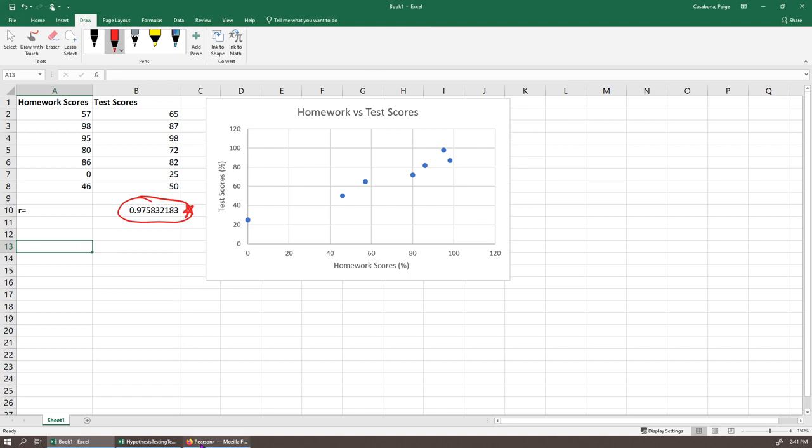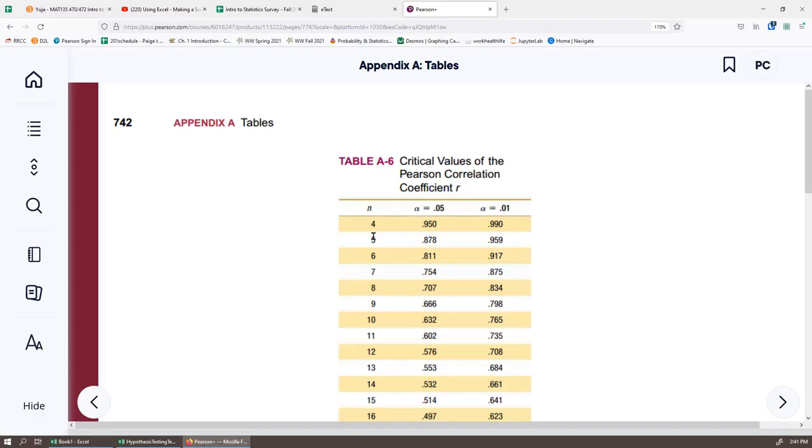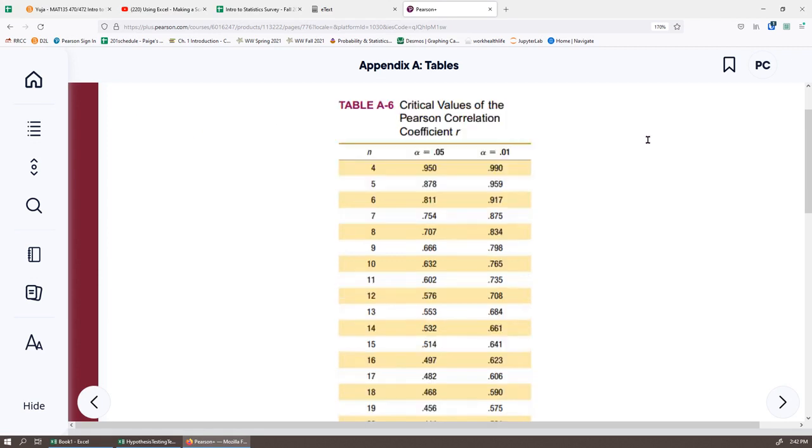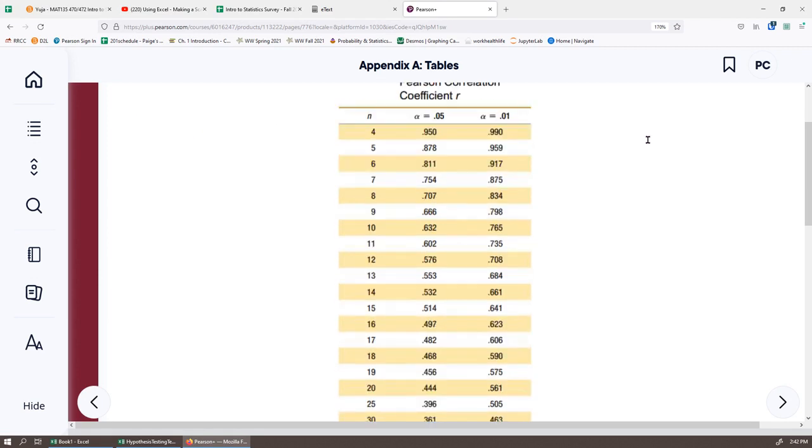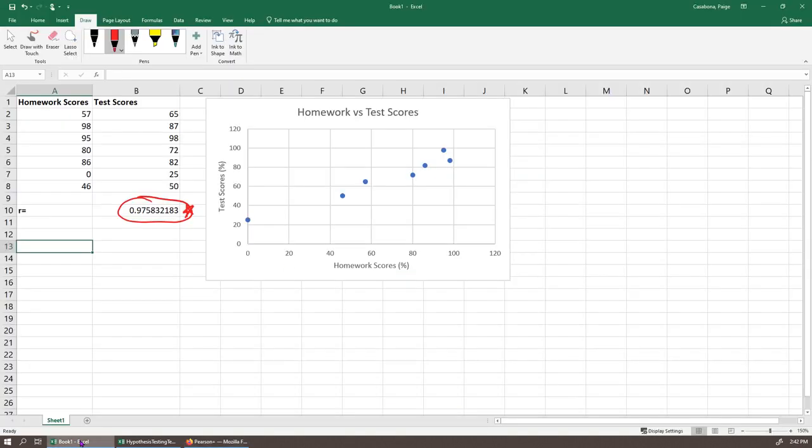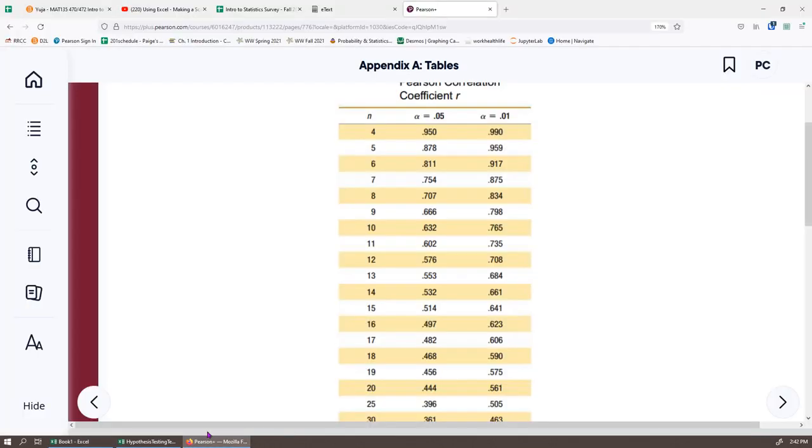significant or not. One way is to use the critical values for the correlation coefficient. This is coming from table A6 in our textbook. And the table is organized based on the sample size. In this case, I have, looks like, seven pairs of scores. Each of these pairs counts as one person or one element of the sample. So I'd be looking in the N equals 7 row here.